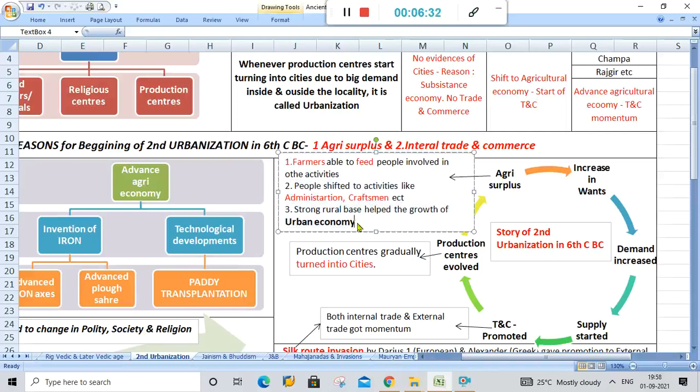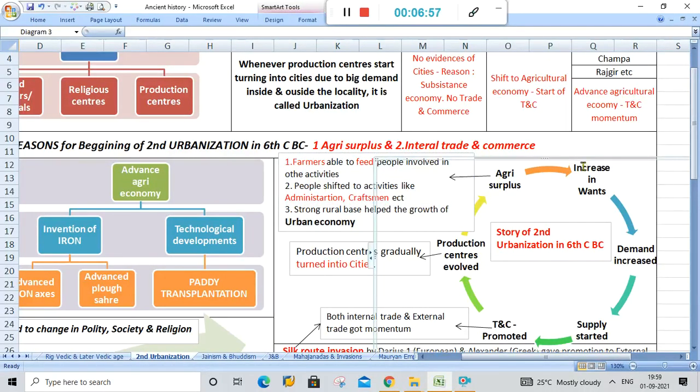A strong rural base helped the growth of the urban economy. So there was a strong rural base giving the needed food to the other people and the urban economy. So the urban economy was also sufficient with what the rural economy was giving them in terms of food. So those are the three main reasons for agricultural surplus.